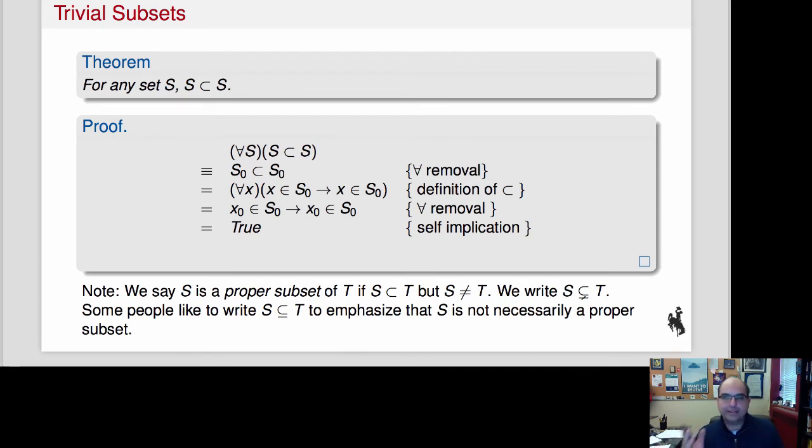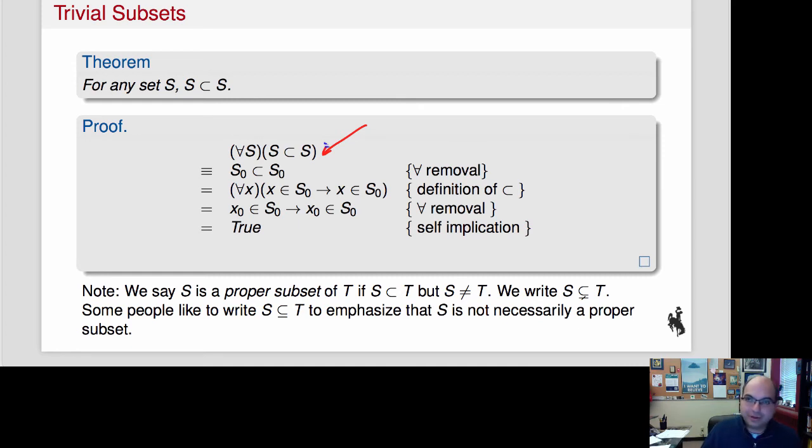For any set S, S is a subset of S. So every set is a subset of itself. Okay, so let's prove that. Again, we start by just giving the real theorem with the full quantifiers. For all S, S is a subset of S.